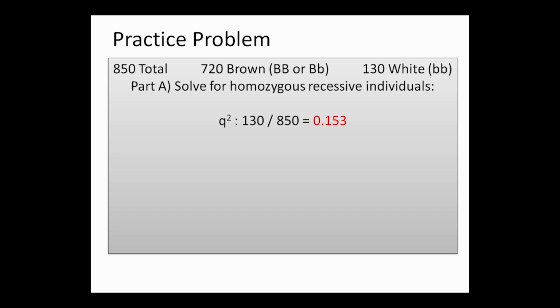This would be my q squared. So I just pull that part out of the equation. I pull out my q squared and I take my 130 and divide it by the total number of individuals. You have to remember what q squared means. Q squared means the individuals that are homozygous recessive. Do not confuse this with q. This is not the frequency for the recessive allele, okay? Two different things. We are working with individuals at this point. So I take 130 of my white mice, individuals, divided by my total population of 850, and I get a frequency of 0.153. That means 15% of my population has white fur or is homozygous recessive.